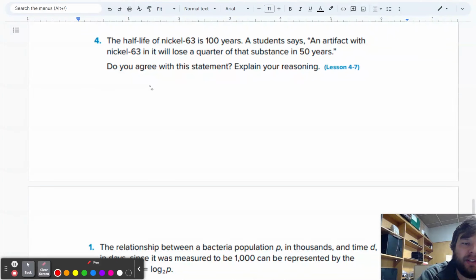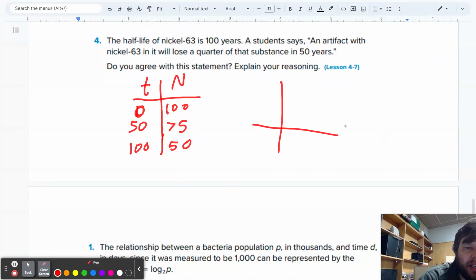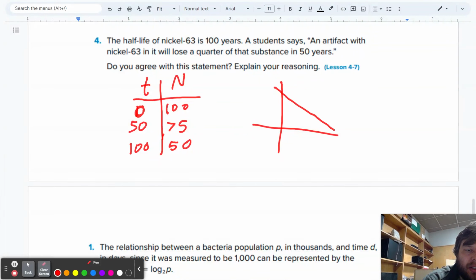If the half-life is 100 years, that means that if we started out with 100% at time 0, then when we get to time 100, we will have 50. But that does not mean that at 50, that would be 75. This is thinking of it linearly. We are not going down in a straight line.